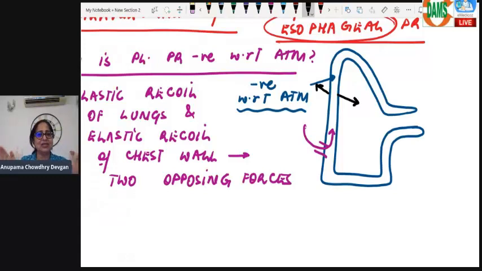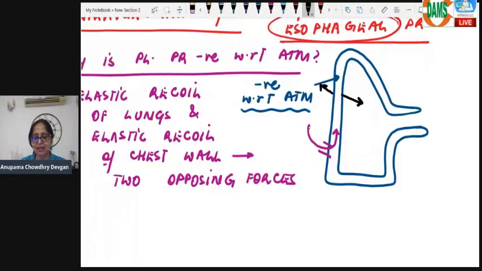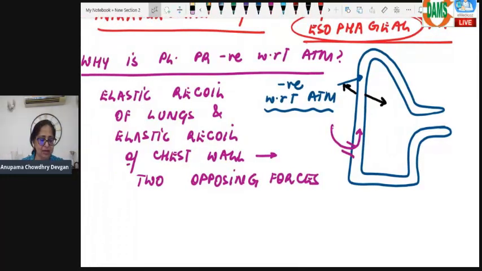This is exactly what is happening in the pleura. Visceral pleura, parietal pleura, a thin layer of pleural fluid, they're stuck to each other like this. If you remember, when you tried to separate the two slides, you remember the feeling of a negative pressure? That is exactly what is happening over here. The visceral pleura is being pulled in one direction and the parietal pleura in the opposite direction. This is creating a negative force in the pleural space. This is what is known as elastic recoil of lungs and elastic recoil of chest wall. These are opposing forces.